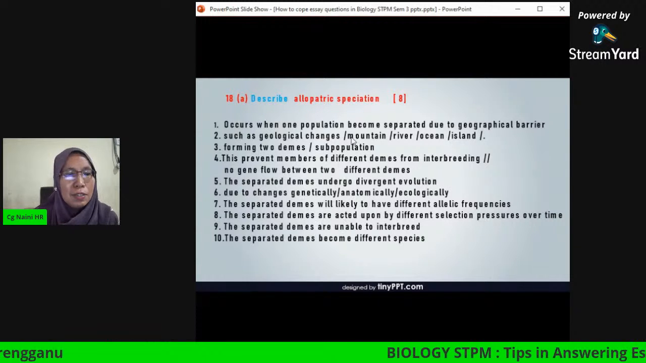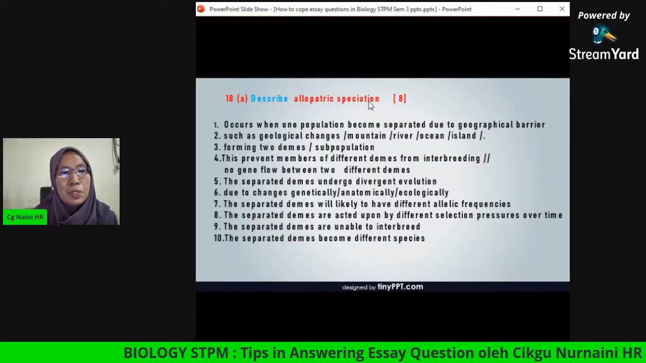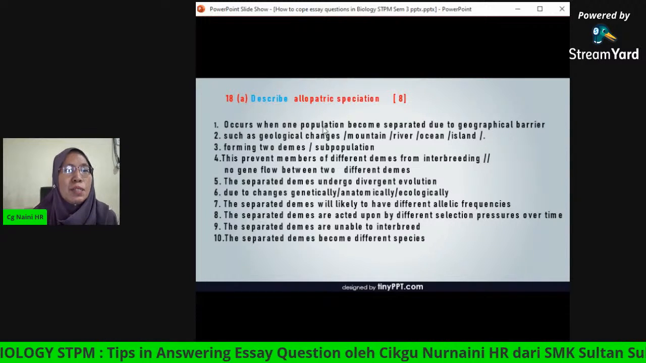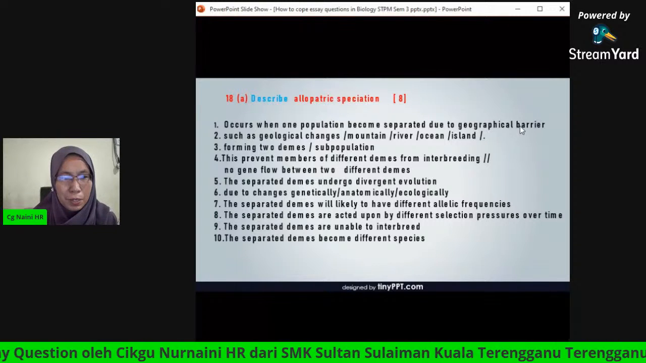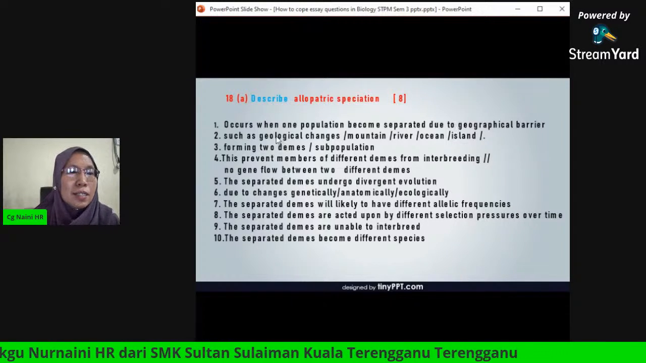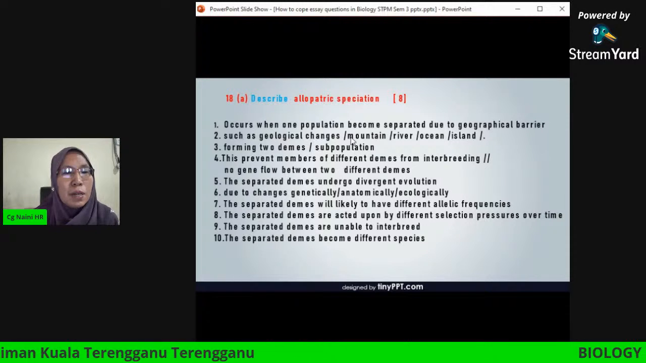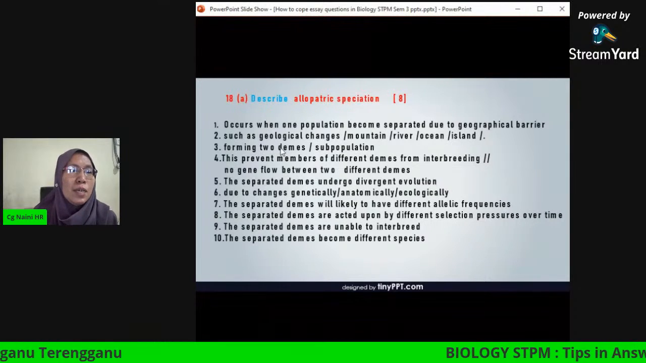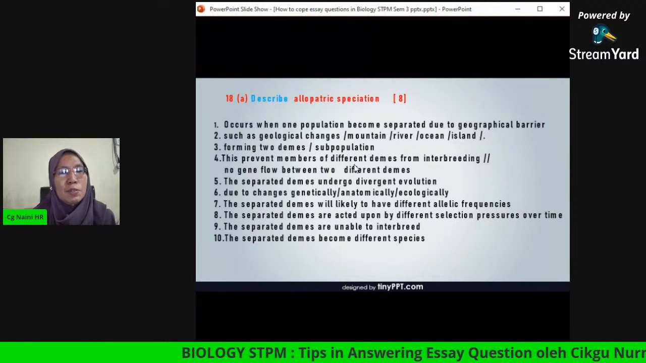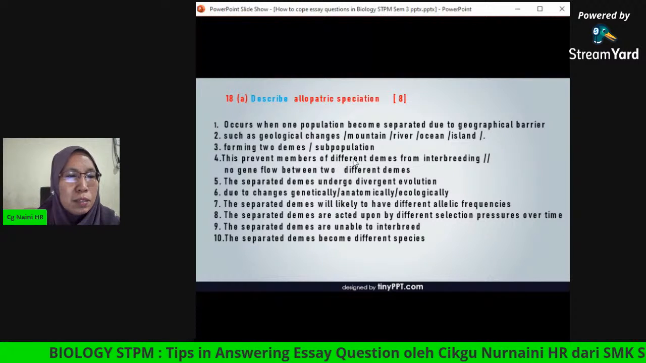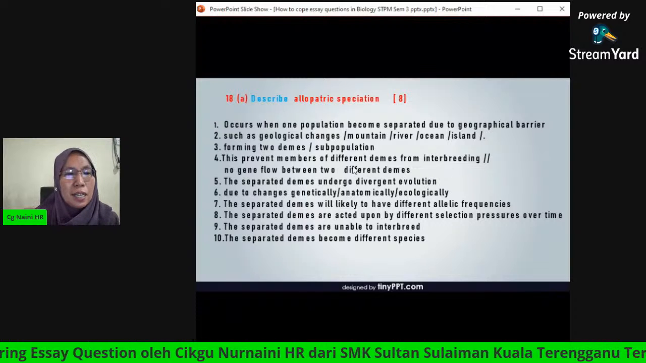If you write the essay type question, you just say, allopatric speciation occurs when one population becomes separated due to a geographical barrier. You get 1 mark. Such as geological change, or you give an example such as a mountain, forming two demes. Demes refer to subpopulations. And then you continue. This prevents members of different demes from interbreeding. These are the points.